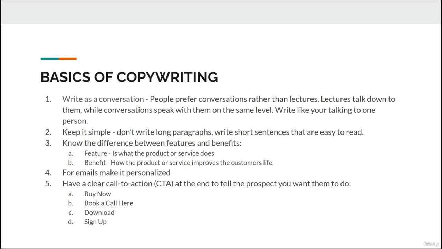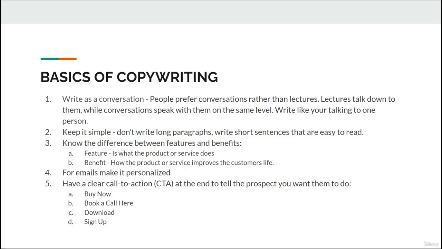Number 3, know the difference between features and benefits. When you're trying to say why someone should work with you, or when you're trying to sell a product, you don't want to really say the features. The feature is what the product or service does. For example, the feature of a pen: oh, you can write with this pen, right? That's a feature of it. A benefit is how the product or service improves the customer's life.